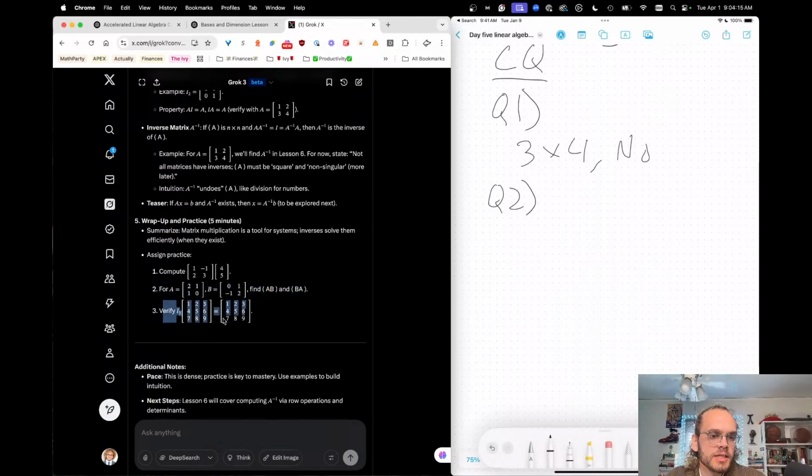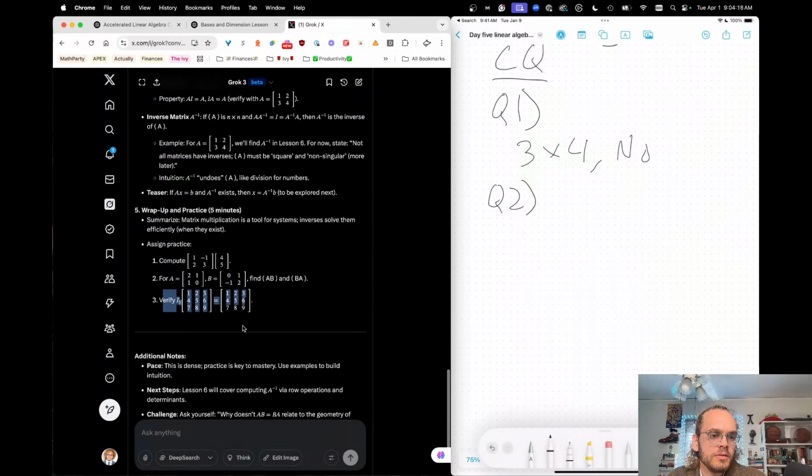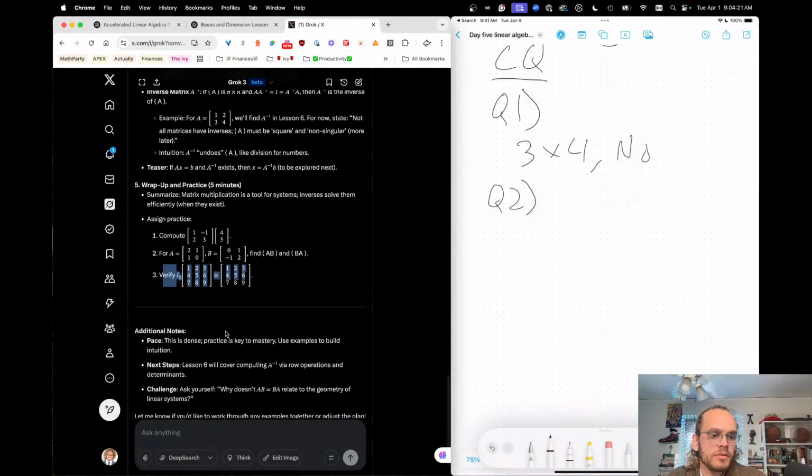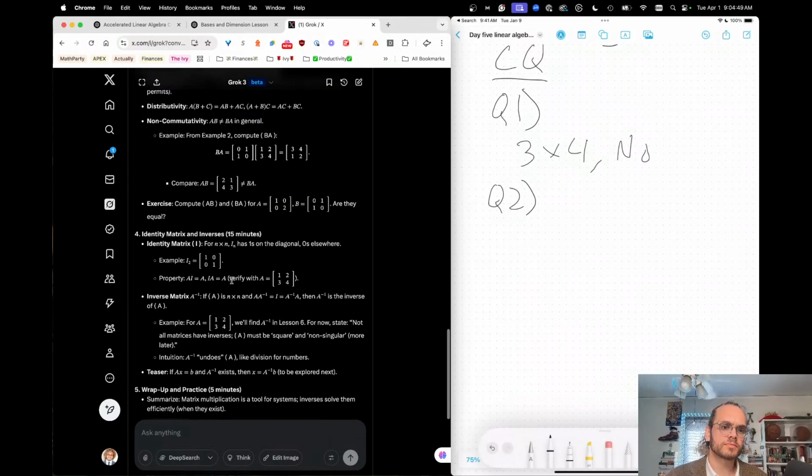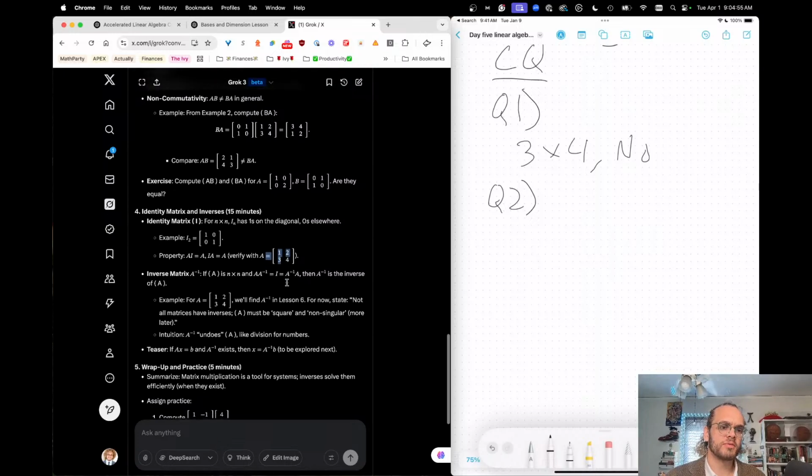So three-dimensional identity. Practice, keep mastery. Oh, okay. Lesson 6 is where I get into the other way of finding the inverse. I knew there was another way. Why doesn't AB equals BA relate to the geometry of linear systems? That's nice. I like that they give me the challenge. So identity matrix is just like multiplying by 1.